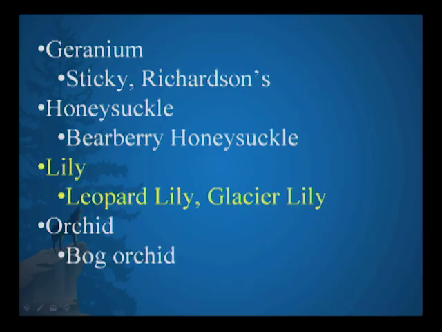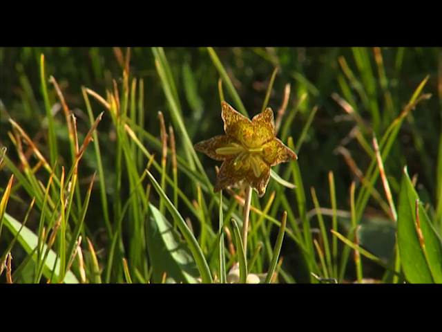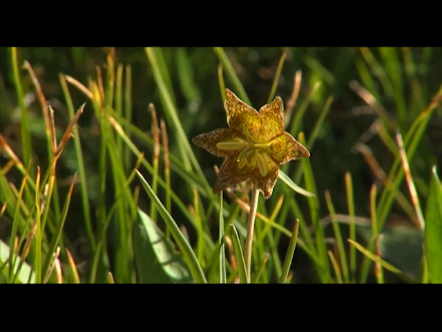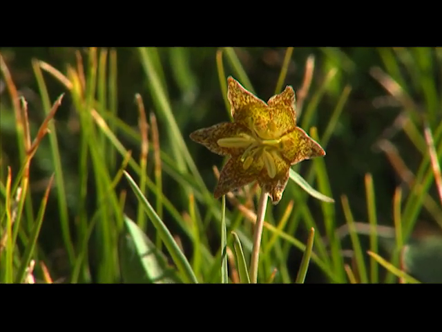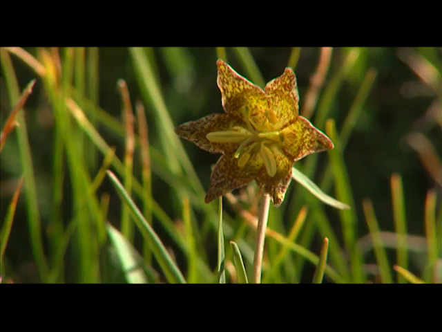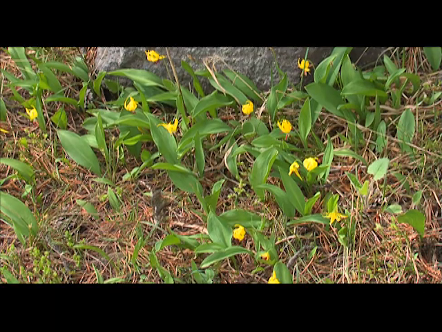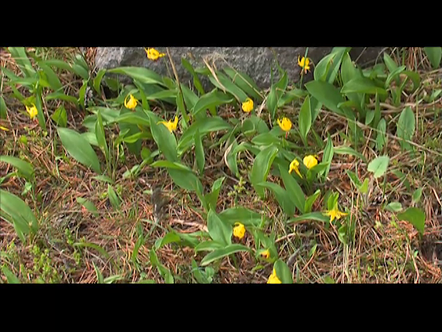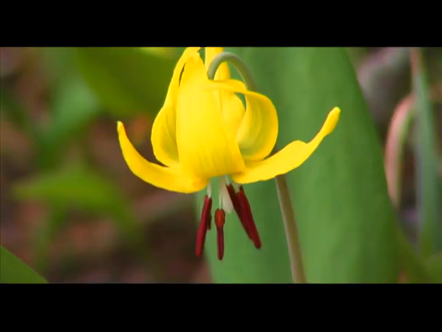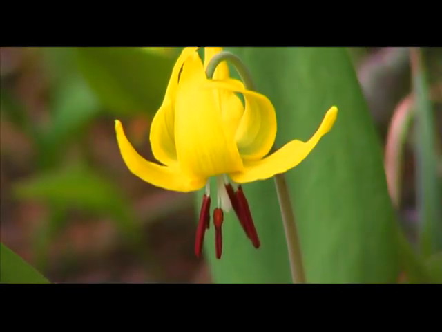Now, the lily family, there are some spectacular lilies that we find up in the ecosystem. The leopard lily is one that's really pretty rare, in my experience at least, to find. It's really a spectacular flower. And then also the glacier lily. So if you get up there early in the summer, or later in the summer if you're at higher altitudes, you might be lucky enough to see the glacier lily.